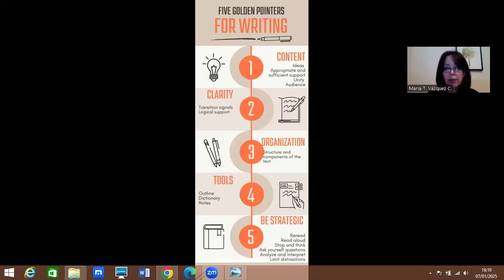Tip number 3, organization. And you have to think about the kind of text that you are writing. For example, if you're writing an essay, you know that your essay has to have an introductory paragraph with general ideas, and at the end, a thesis statement that will control what you will include in your essay. Then you need a body where you would develop the thesis statement. And in that body, you will have several paragraphs.